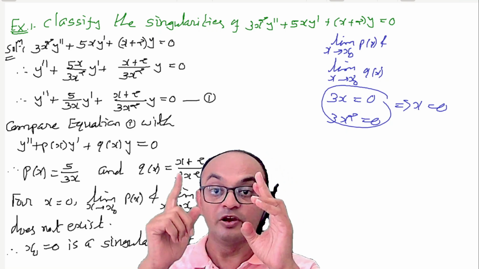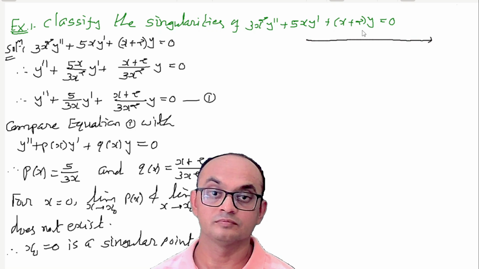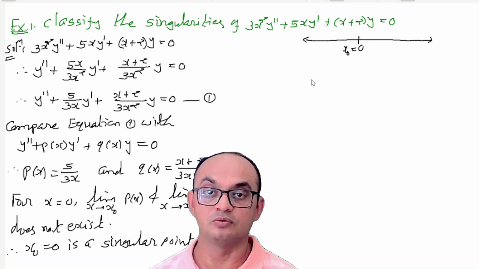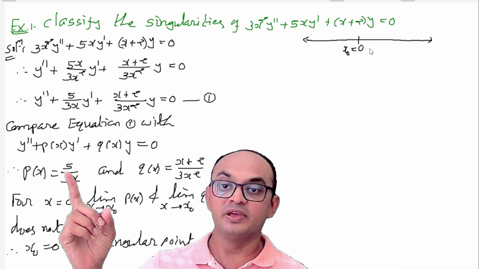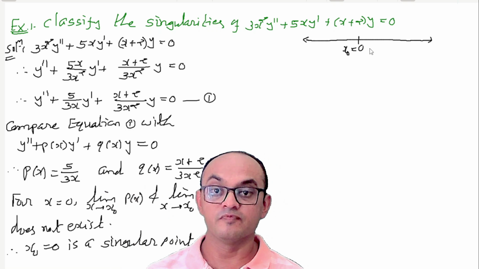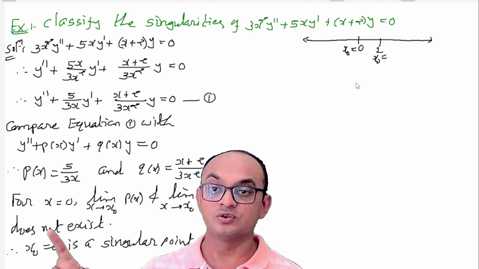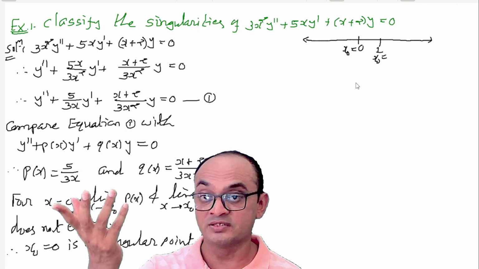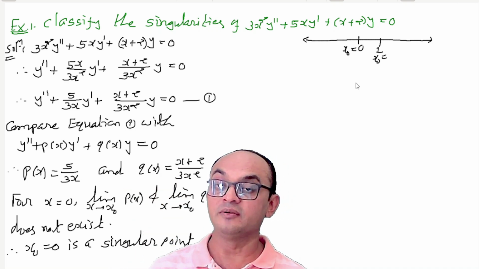See, let me draw the real line. This is 0, x0 is 0. At this particular point, p(x) and q(x) are infinity. Now suppose my x0 is 1, say this is my x0 now. So what happened? For x0 equal to 1, 5 upon 3 into 1, which is 5 upon 3, that is the limit. 1 plus 2 upon 3 into 1, that is 3 by 3, which is again 1.